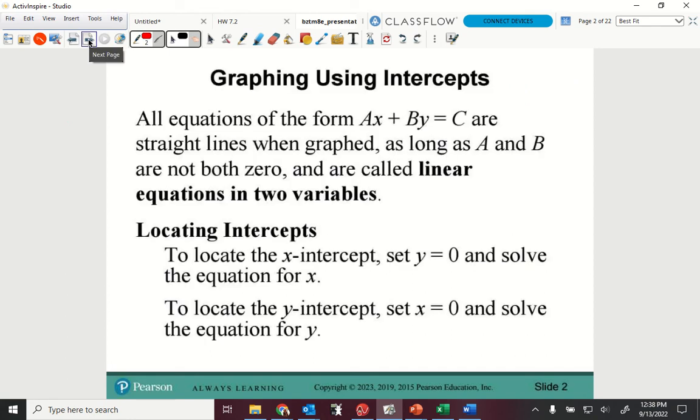Graphing using intercepts. So this is important. All equations of the form ax plus by equals c are straight lines when graphed, and as long as a and b are not both zeros, are called linear equations in two variables. Okay? Can't both be zeros. So, to locate the x-intercept, set y equals 0 and solve for x. To do the y-intercept, set x equal to 0 and solve the equation for y.